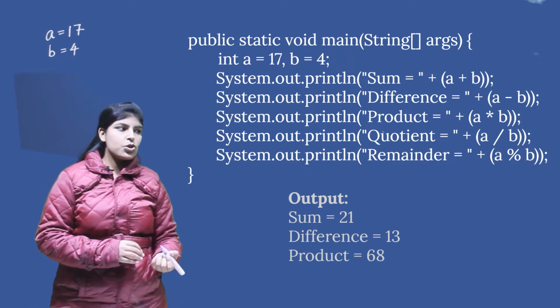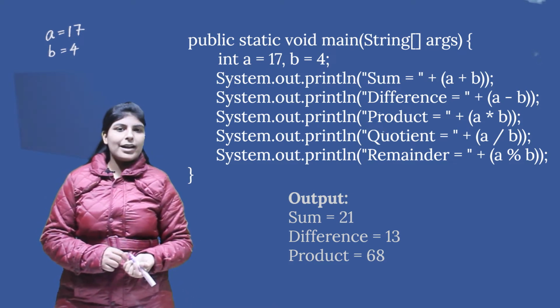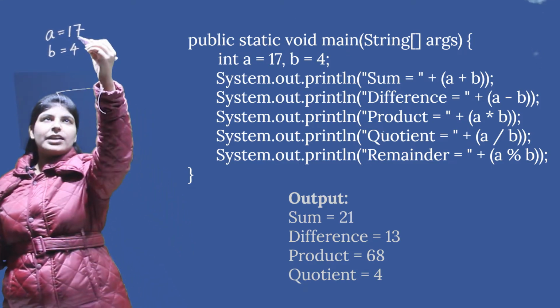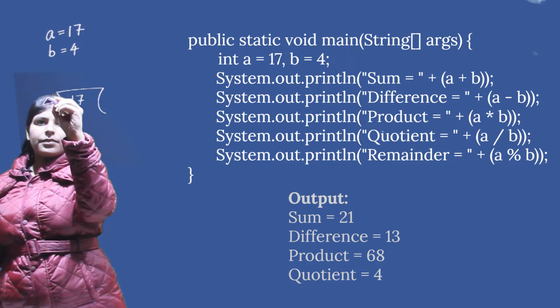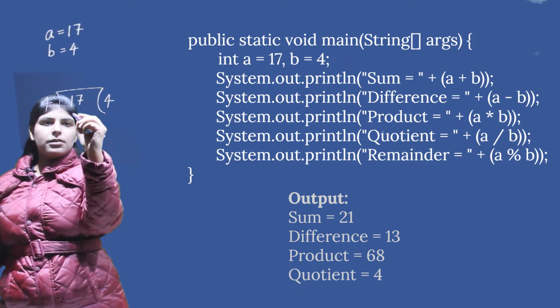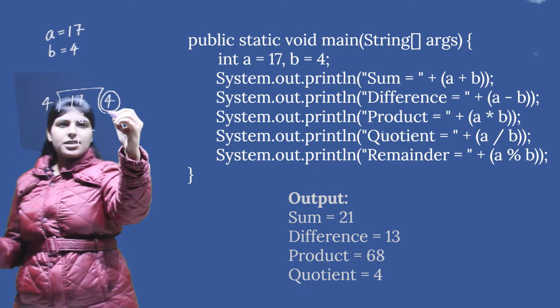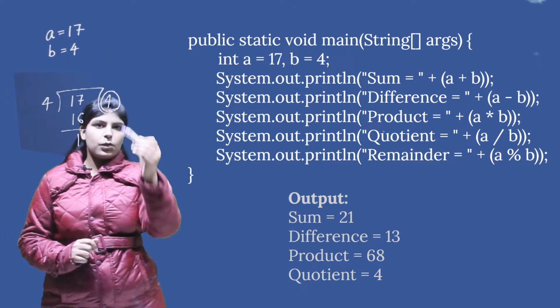Next statement is quotient is equals to A divided by B. So when I divide 17 by 4, I'll get quotient as 4. When I divide these two numbers, 17 becomes the dividend and 4 becomes the divisor. So 4 4s are 16. So this is the quotient. So I'll get 17 divided by 4, quotient is equals to 4.